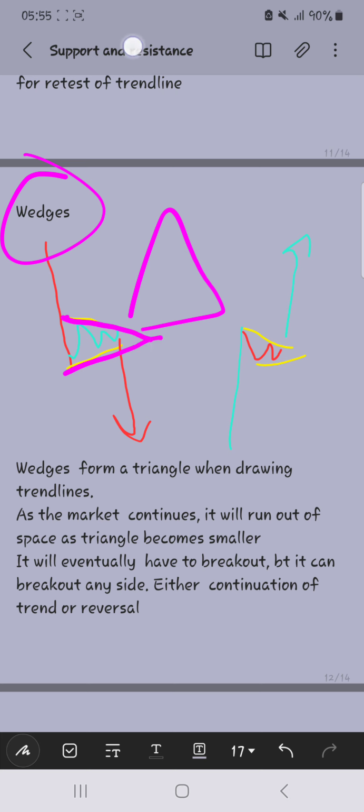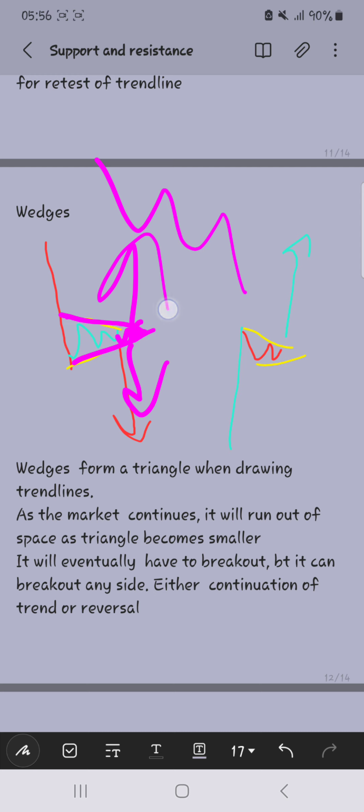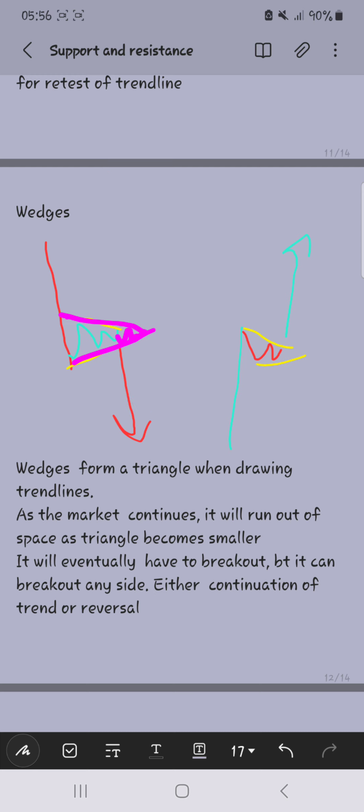So of course over here we're going to have a breakout at some point. As you can see, the market cannot continue to move inside this structure because it runs out of space. So it cannot keep on bouncing over here, so it will eventually have to break out. If you are in a strong trend, of course it will continue trending downwards. And rarely, sometimes, it can make a reversal, but usually what it does is this, right?